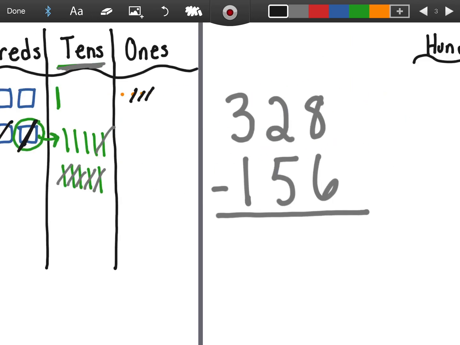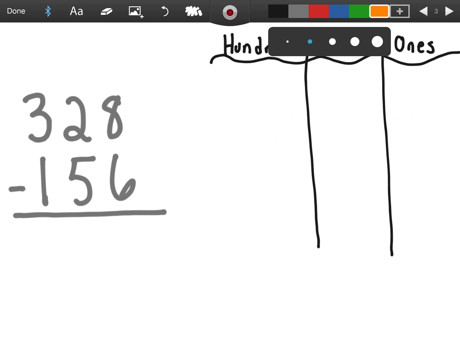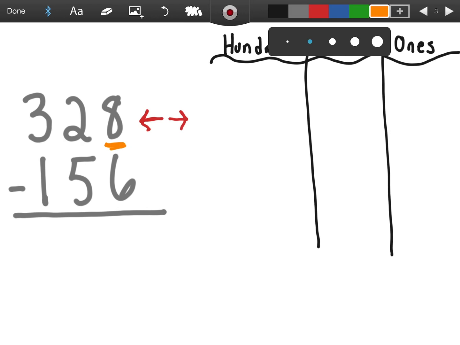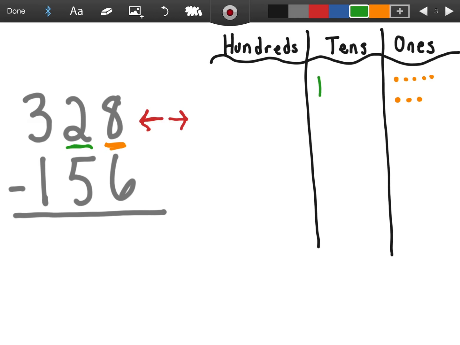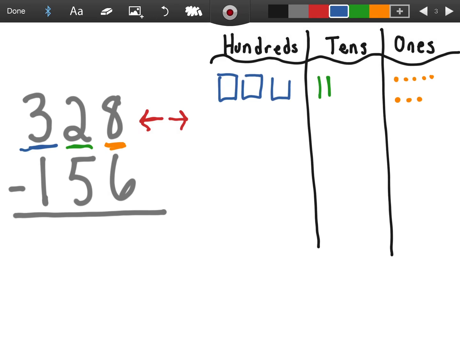Let's try another one. So we have 328 minus 156. So what we're going to do is first look at this hundreds place and see if we could subtract. We can subtract 8 minus 6, so let's go ahead and draw that over here in our chart. 1, 2, 3. We have 8 ones, and then we're going to look in the tens place and draw out our 2 tens sticks. And then we are going to look in the hundreds place and draw out our 300 blocks.